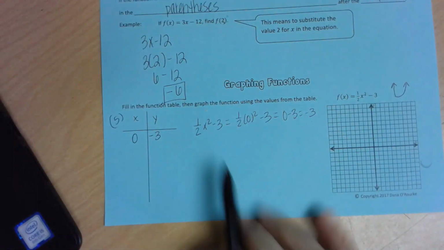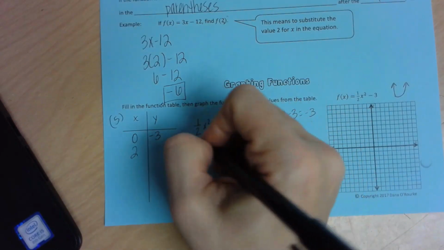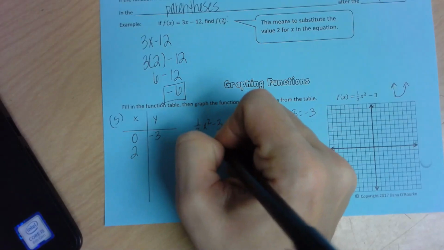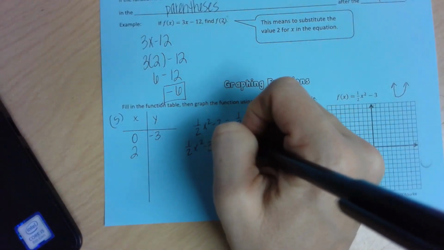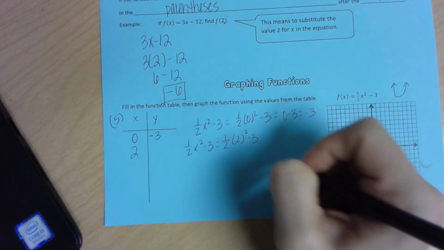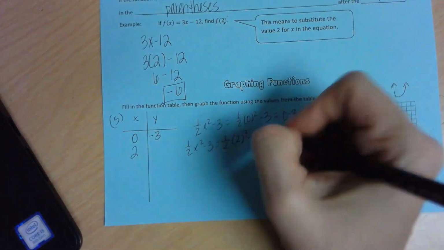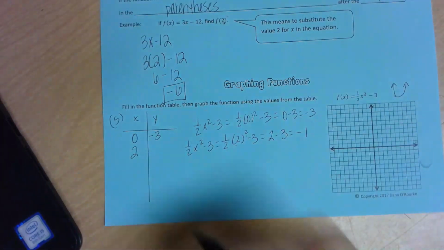Okay, remember I want to find a number that is going to be divisible by 2, since 2 is my denominator. So I'm going to use just simple 2. So let's see what happens. 1/2 x squared minus 3 is equal to, now I'm going to plug in that 2, 1/2 2 squared minus 3. Okay, 2 squared is 4. 4 divided by 2 is 2, so 2 minus 3 is equal to negative 1.